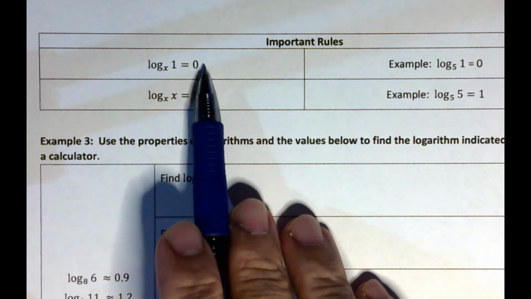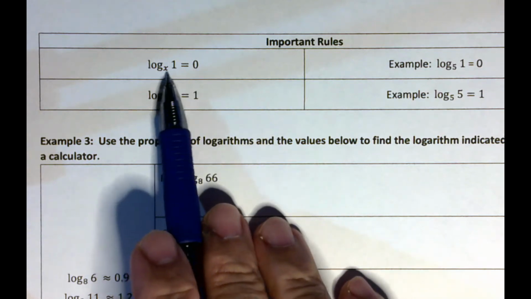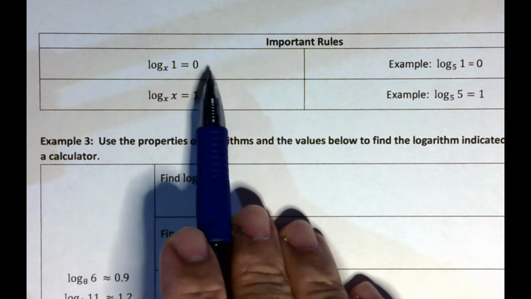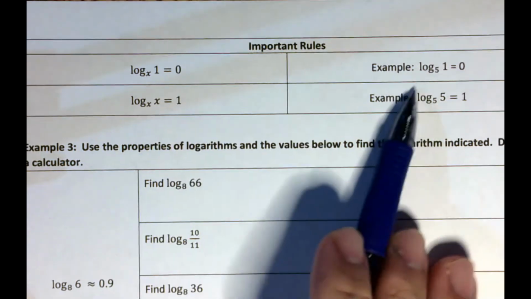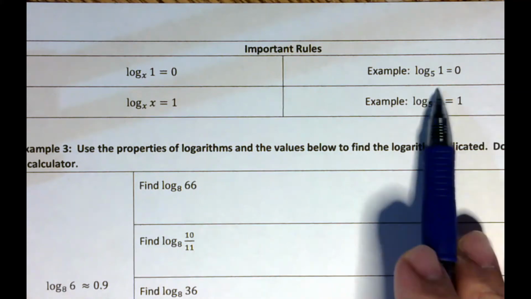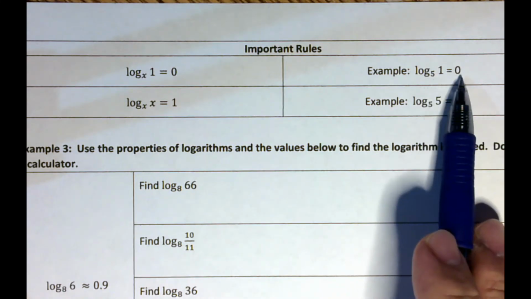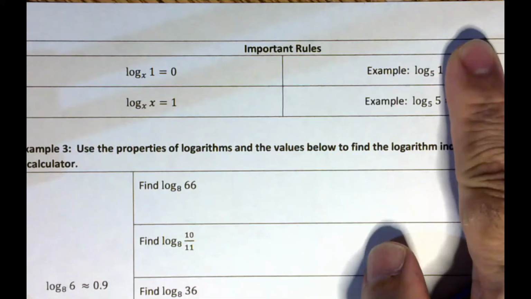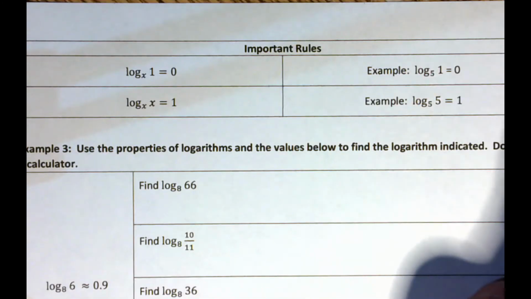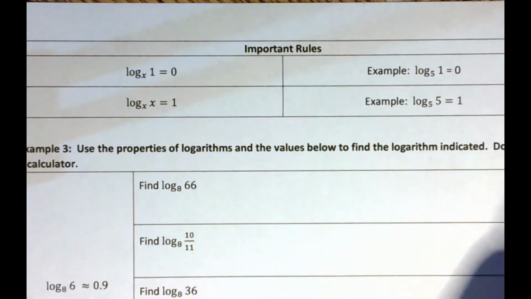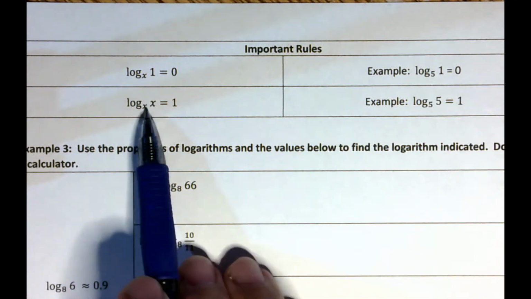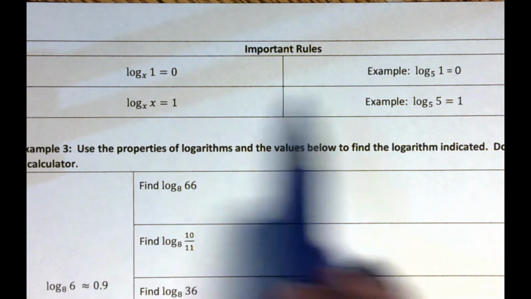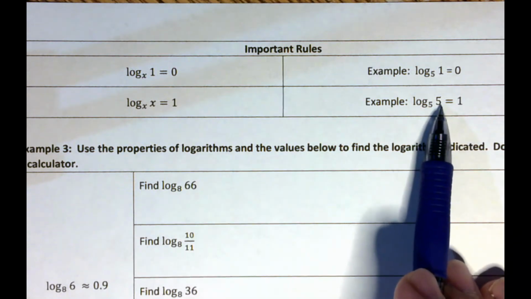These rules: if I have any base and the argument is 1, then that log evaluates to 0. For example, log base 5 of 1 is equal to 0. If I have log base x of x, so these two numbers are the same, it evaluates to 1. So log base 5 of 5 equals 1.